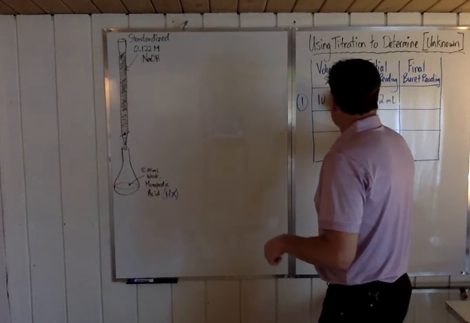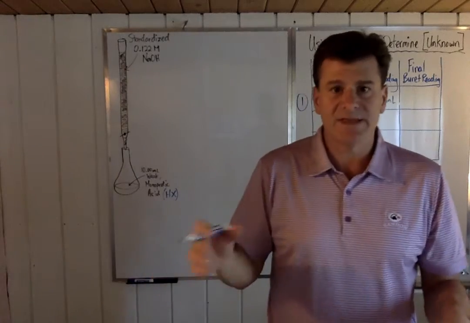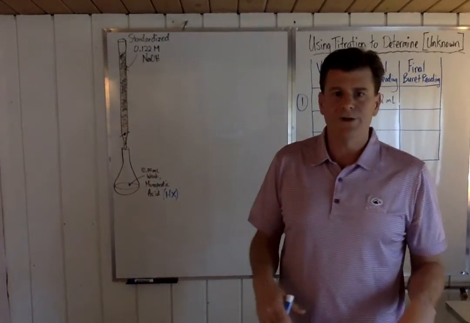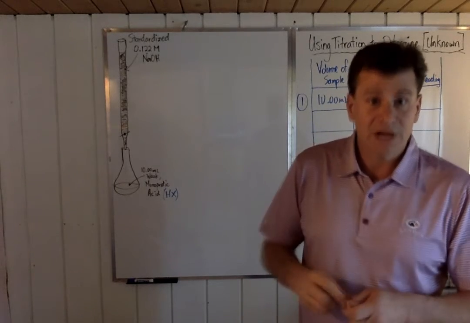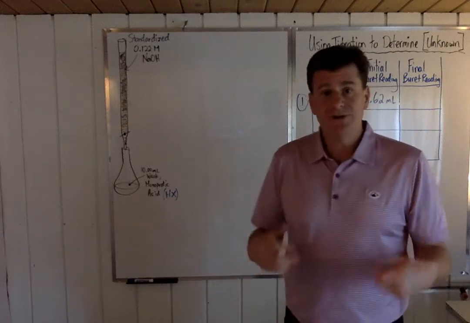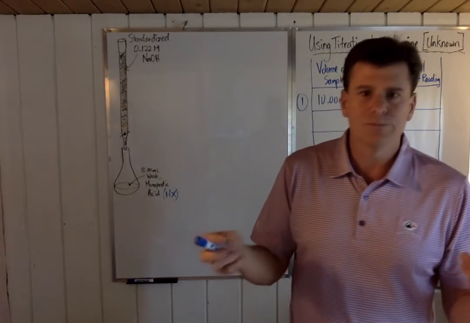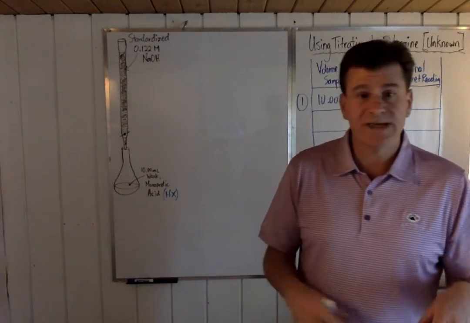So I'm just going to write in here: the sample is 10 milliliters. That's a key number to have off on the side, so you'll remember it when you're actually doing titrations. But now I need an indicator. Before you actually do your titration, you need an indicator. So let's think back to when we were talking about indicator choice, and how you know which indicator to be using.